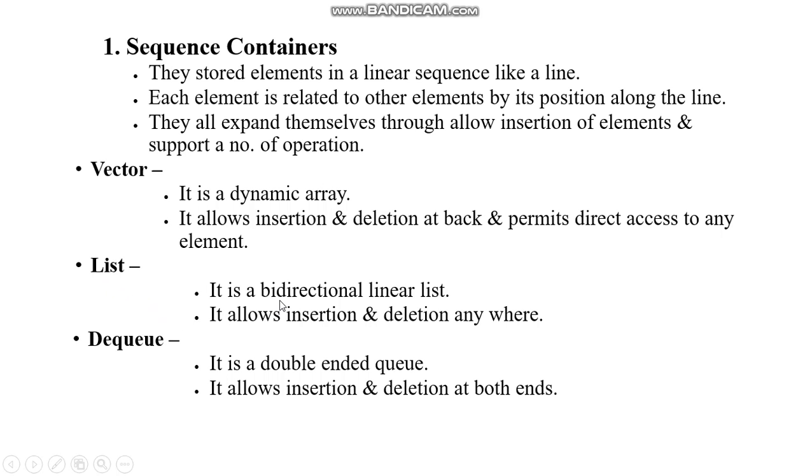The next category is the list. It is a bidirectional linear list. Here the insertion and deletion can be done anywhere. In a vector, the deletion and insertion take place at the back. Deque is a double-ended queue. Here insertion and deletion happen at both ends. At the front and at the back, we can make insertion and deletion. It is like a double-ended queue.